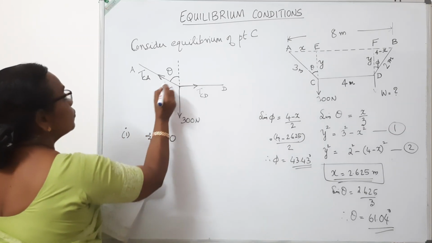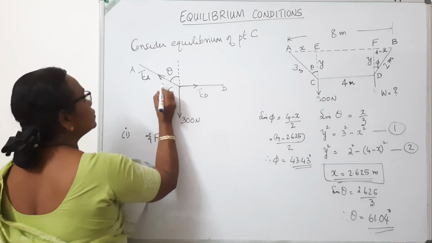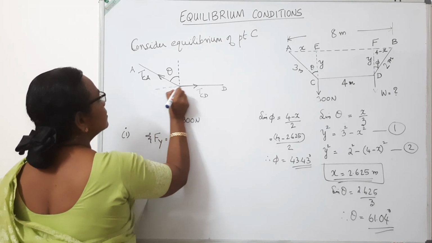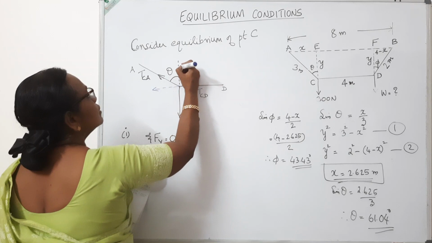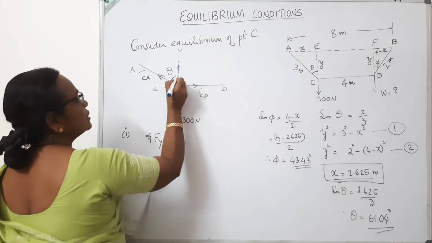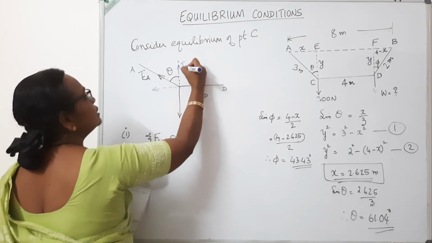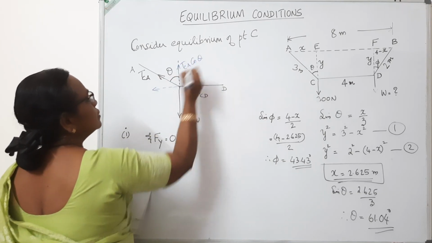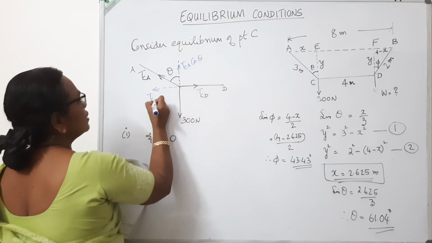Say this force TCA, it is acting away from the joint, so it will be having components like this. This angle is theta, this will be TCA. From where we measure the angle, that will be cos. The other one will be sine.